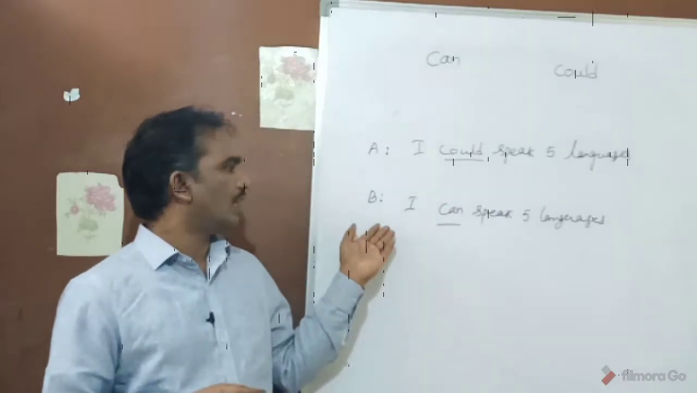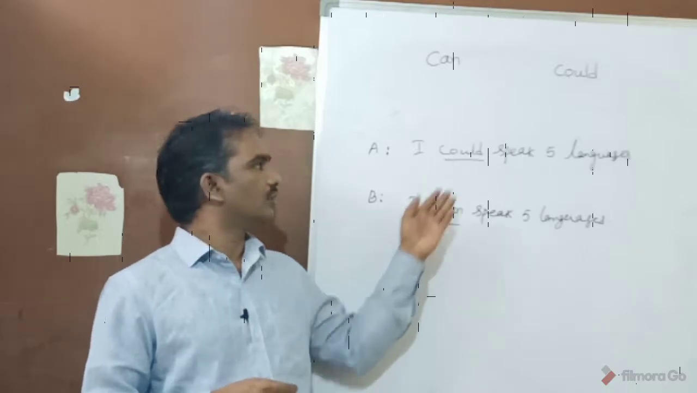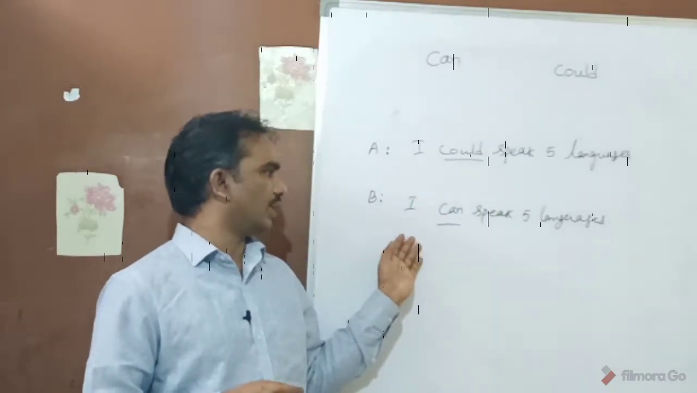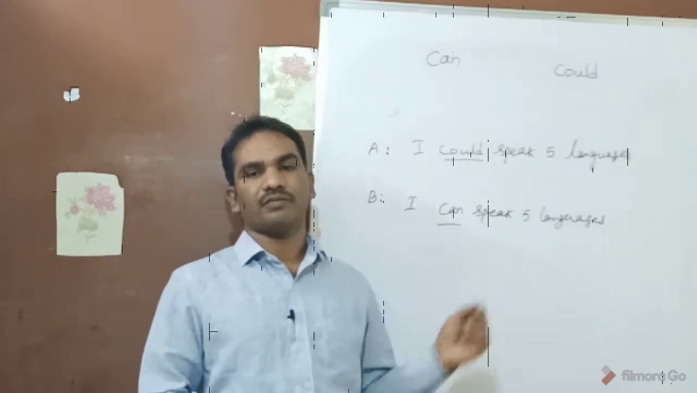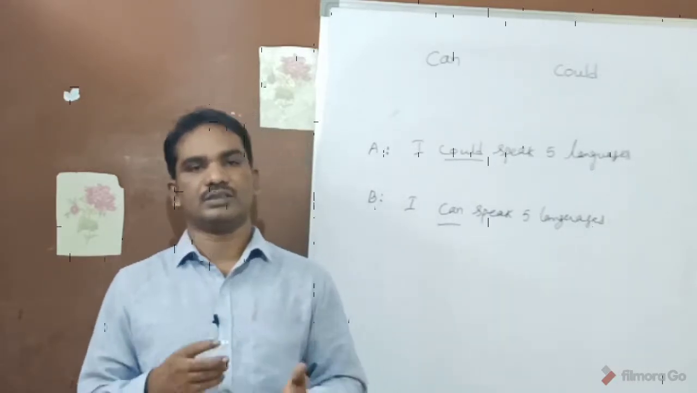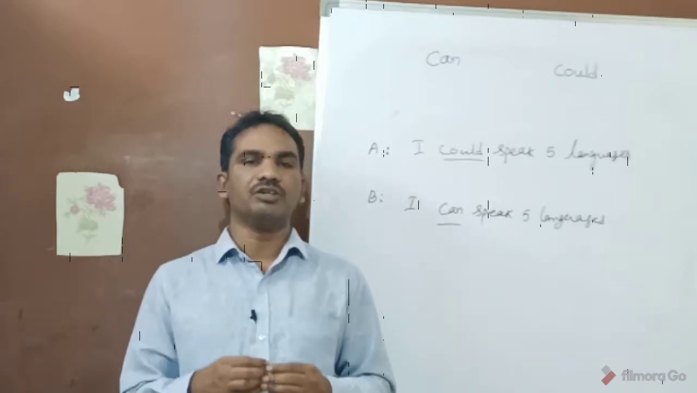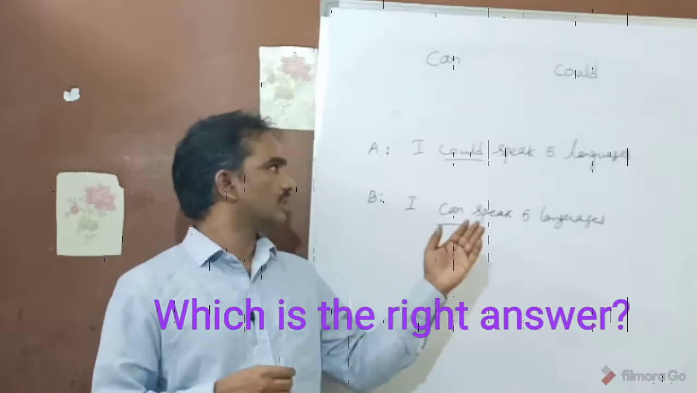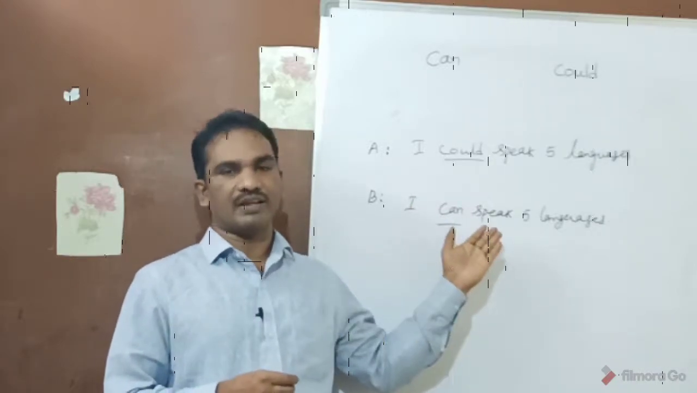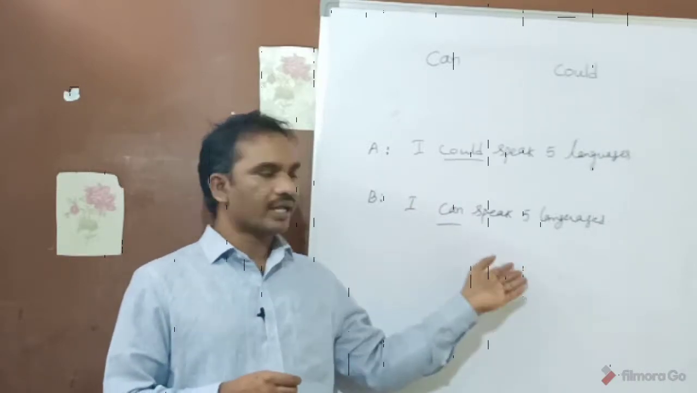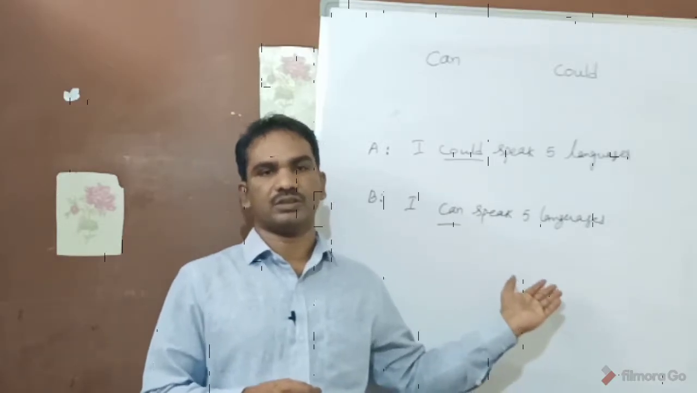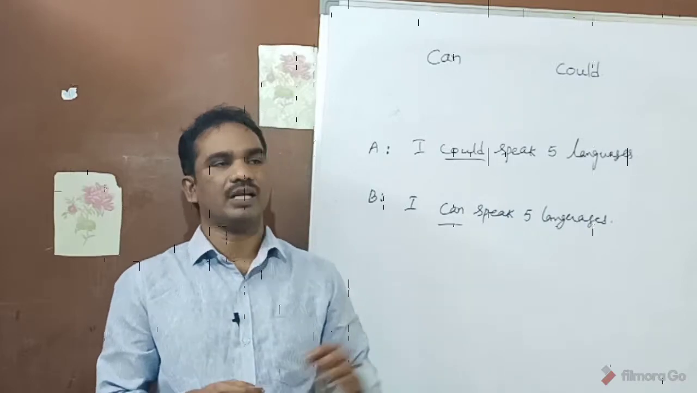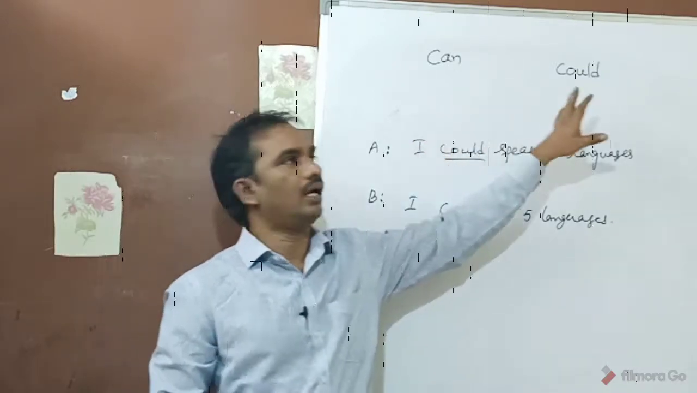And then another friend said, you can't say I could speak five languages, you have to say I can speak five languages. Guys, I'm asking you, do you know which is the right answer? Is it I could speak five languages or I can speak five languages? Which one is correct? In this video, I am going to tell you how to use can and could.